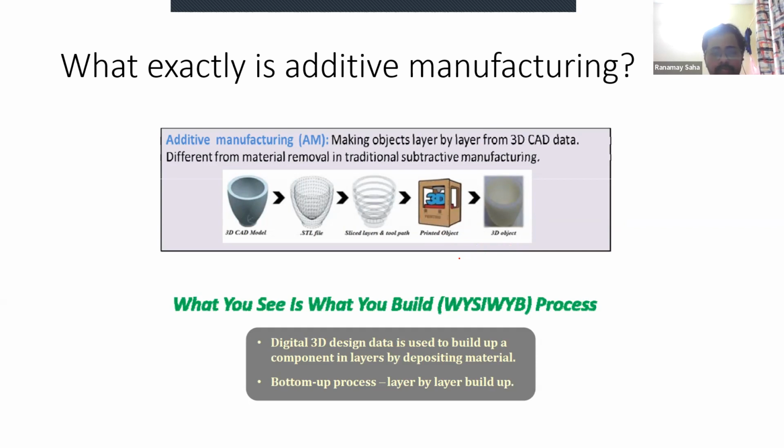Now, it is a what-you-see-is-what-you-build process, right? Because you can technically build anything you want depending upon the design you make in your software. So digital 3D design data is used to build up a component by depositing material in layers. This is a bottom-up process, a layer by layer build up. So that is actually additive manufacturing. I hope you got that.